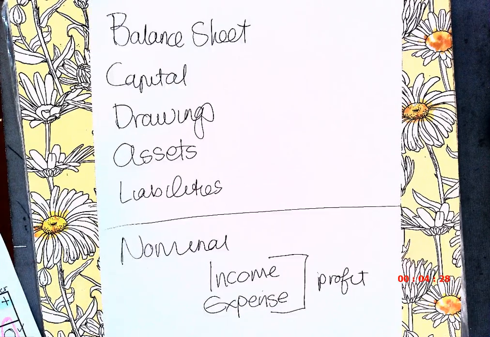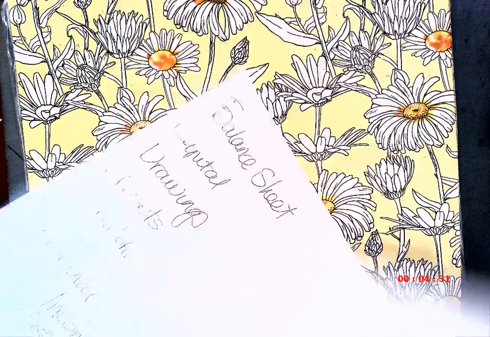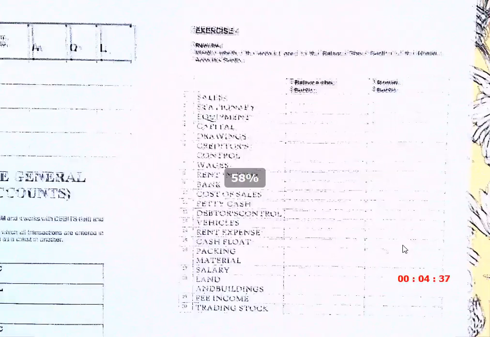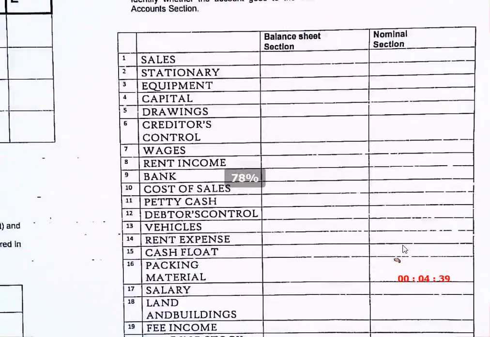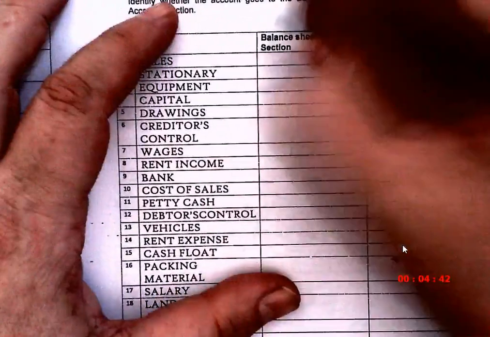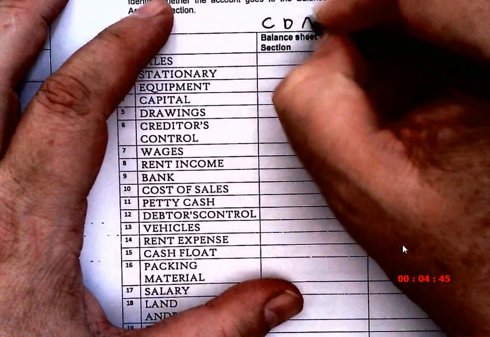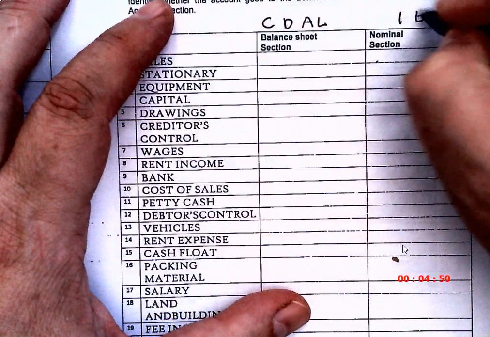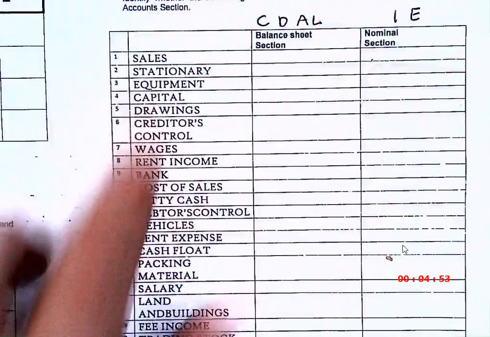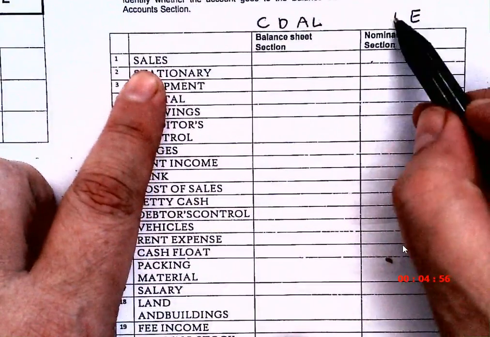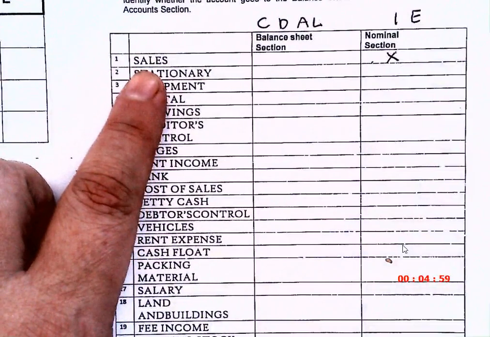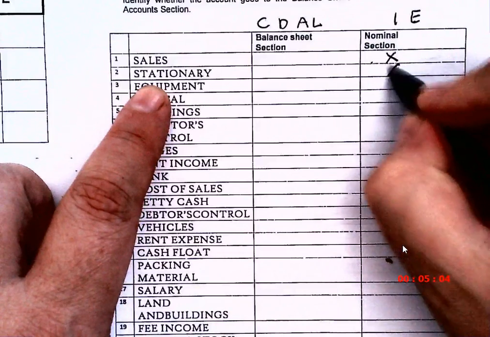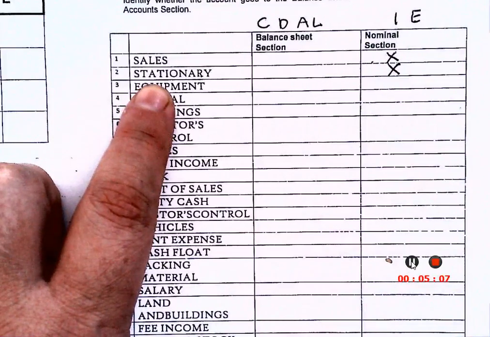Did you finish writing that? Now I'm going to make a little note for myself. I'm going to say balance sheet is capital, drawings, assets, liabilities. Nominal is income and expense. So now I say, what is sales? Sales is an income, so it's nominal. What is stationery? Stationery is an expense, so it's nominal. Quickly do the rest. Let's go.